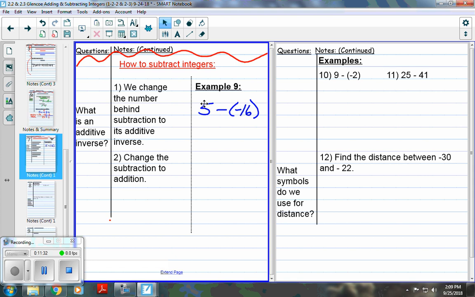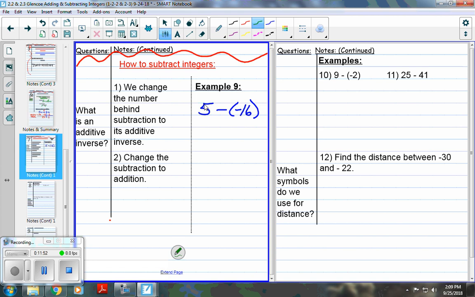Okay, welcome back. I'm only going to go through example 9 here. We're going to do 10, 11, and 12 in class. One more time, I'm going to do 10, 11, and 12 in class. But example 9, I'm going to show the steps for changing subtraction into addition so we can use those addition rules to combine the numbers.